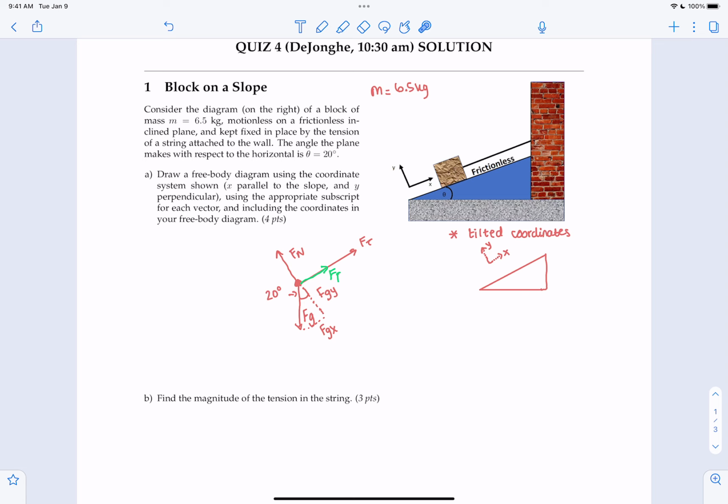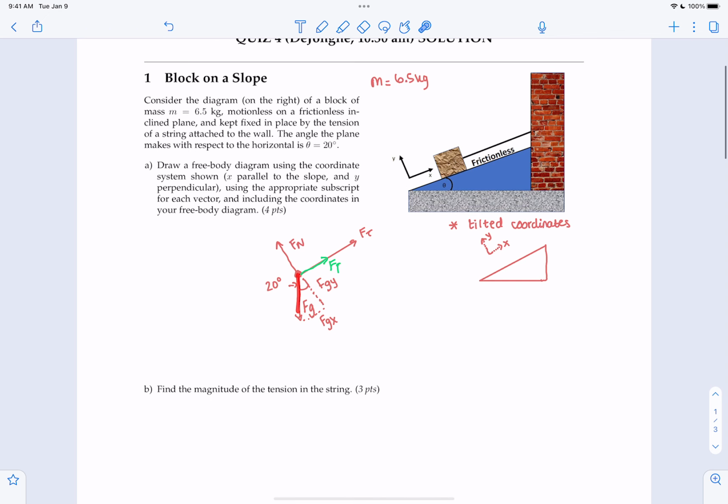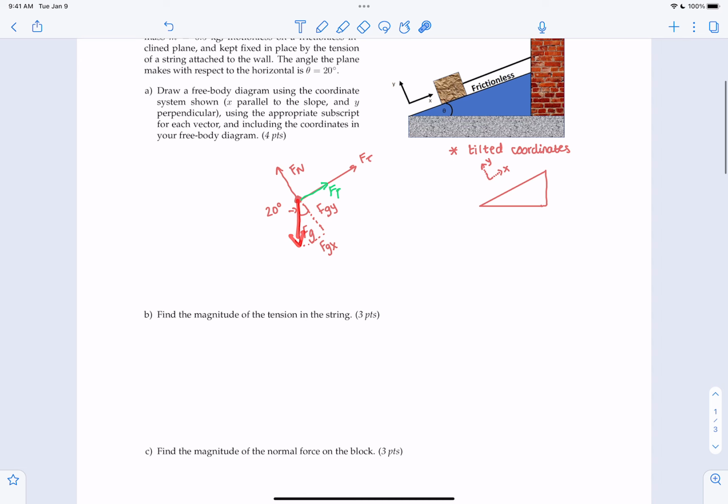Yeah, excellent. Force of gravity, right? Because we have that mass, 6.5 kilograms. So if we can figure out force of gravity, we have that. Well, that's not necessarily in the y direction, nor is it necessarily in the x direction, right? And so we do have this force of gravity.